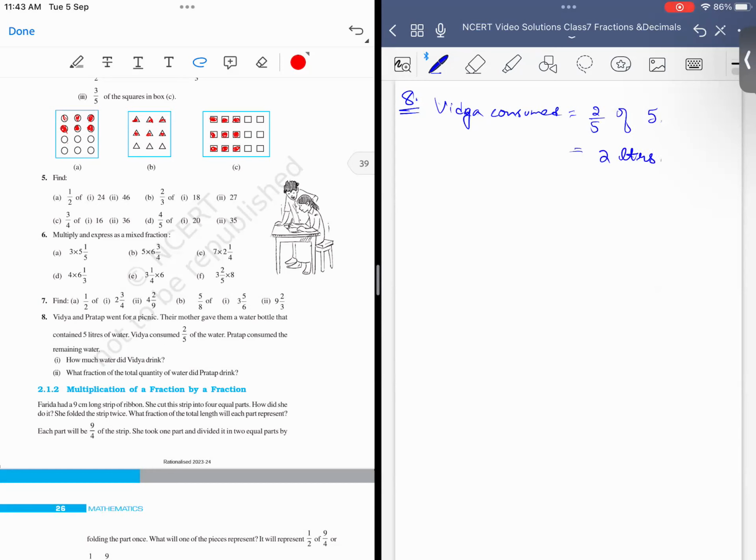Next, Pratap consumed the remaining water. So how much did Pratap consume? That is 5 minus 2, that is 3 liters. What fraction of the total quantity did Pratap drink? So 3 by 5th of the total 5 liters Pratap had. Okay.